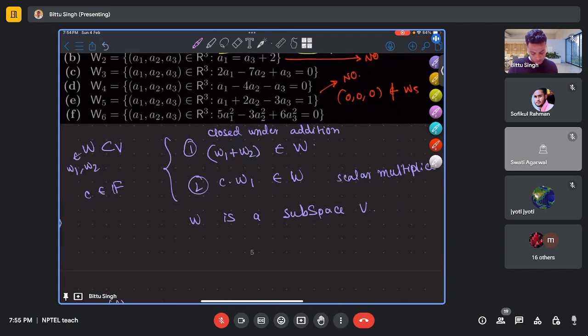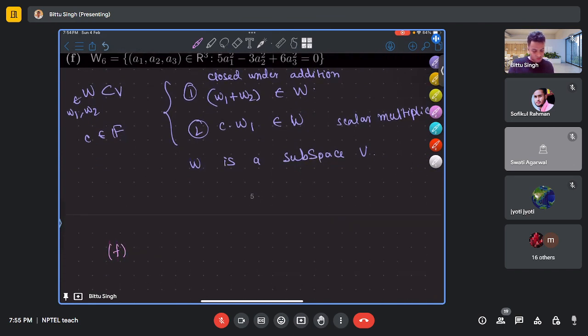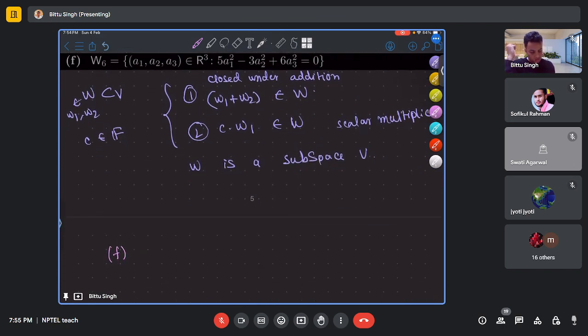For F, it is the subspace given by those three equations. Can you suggest a point, a vector, which belongs to W6? For example, take a1 equal to 1 and take a2 equal to 1. Then what will be a3? Let us check.